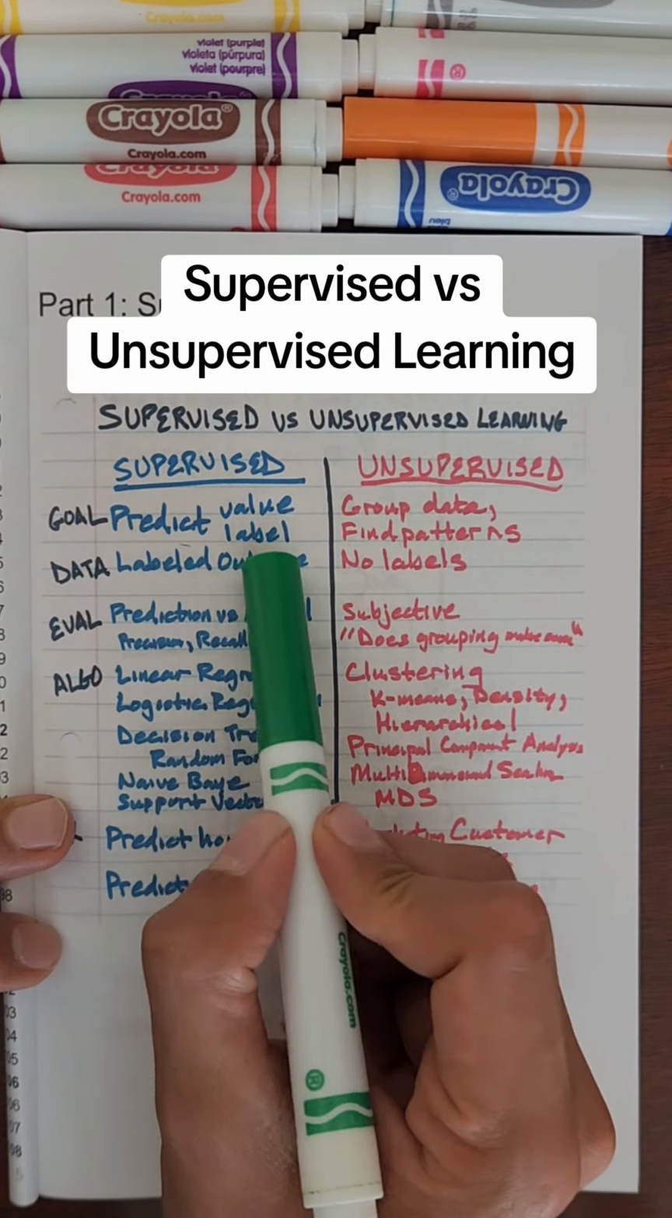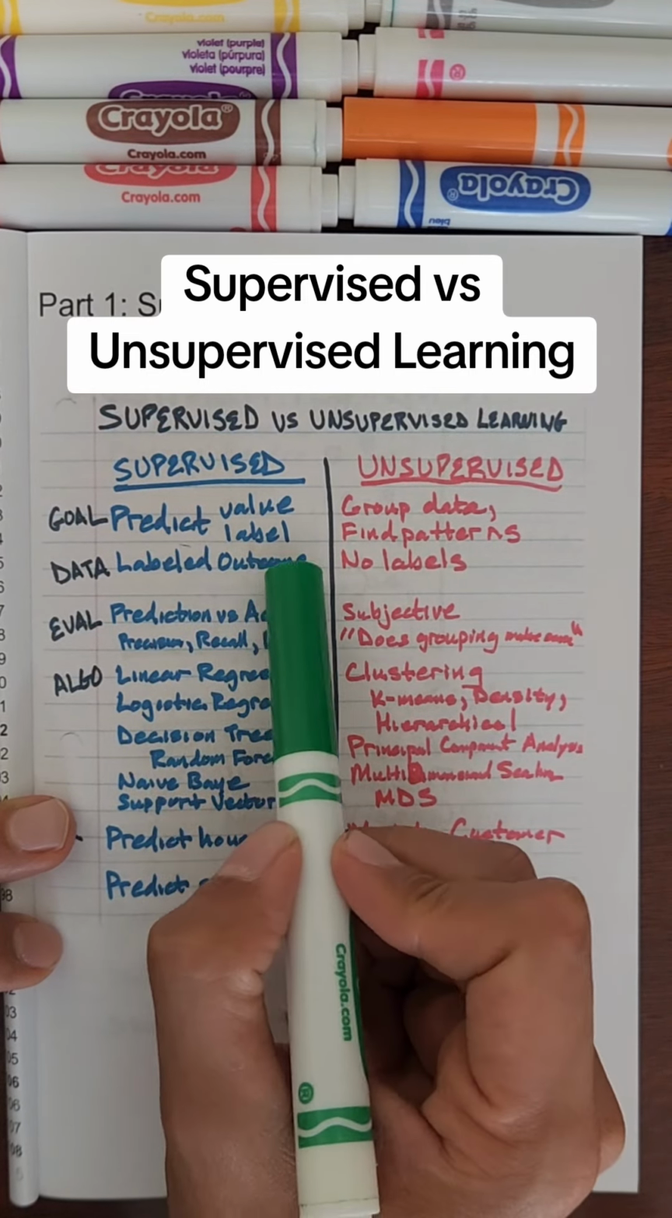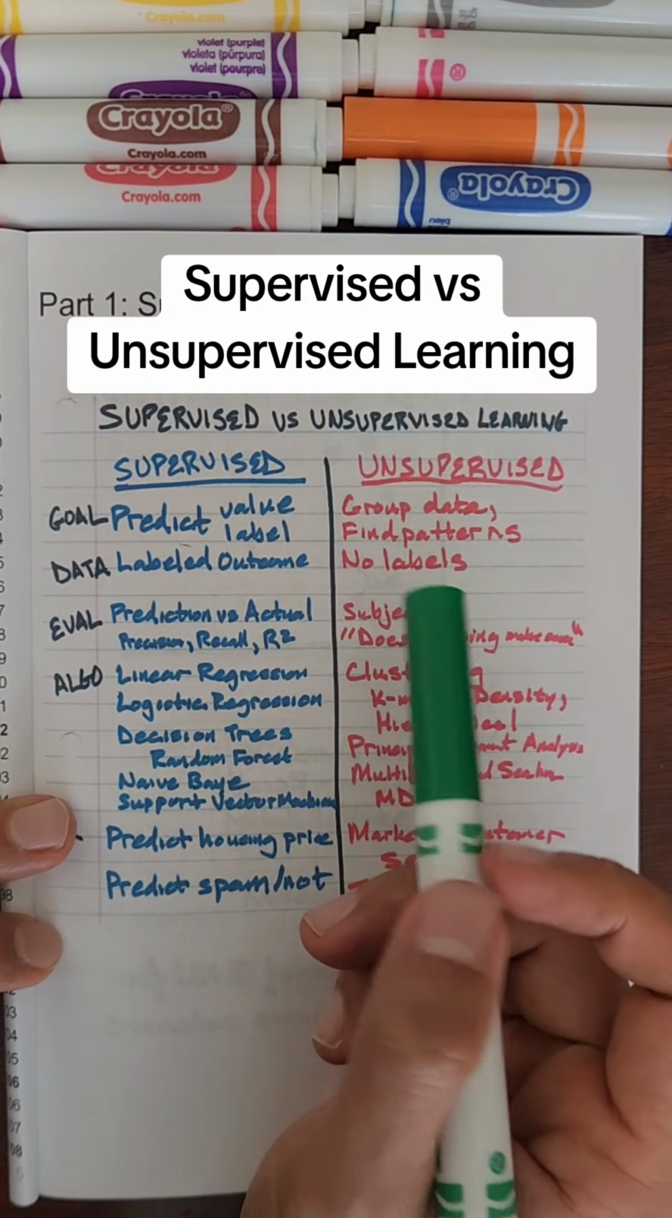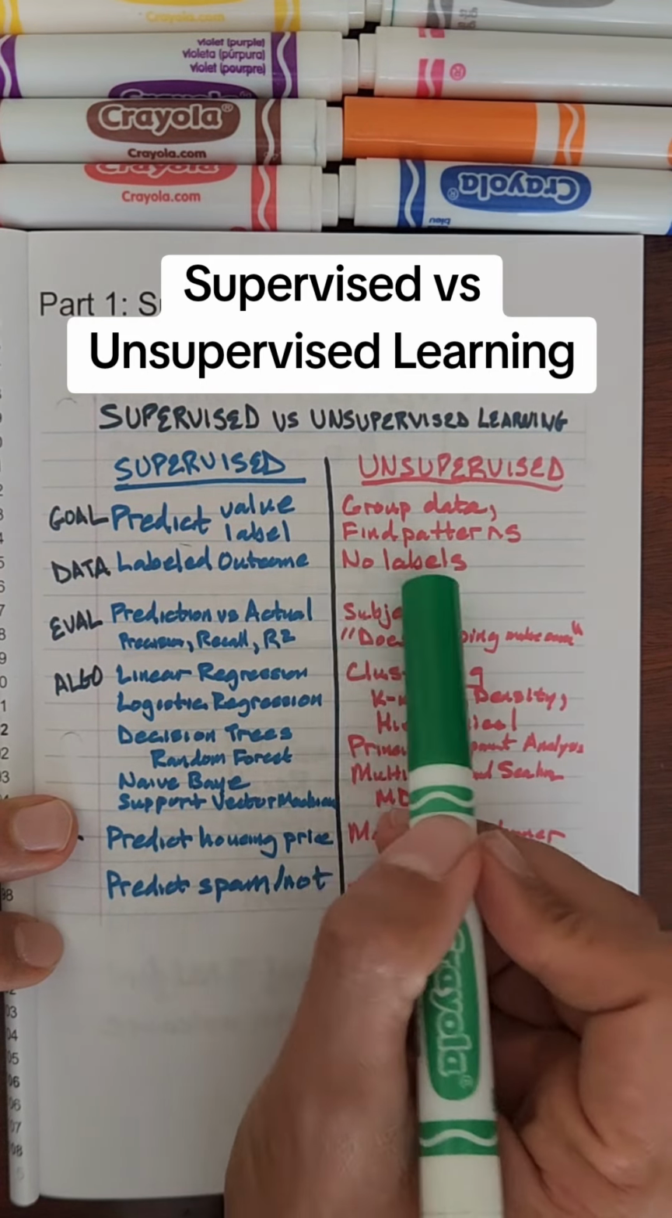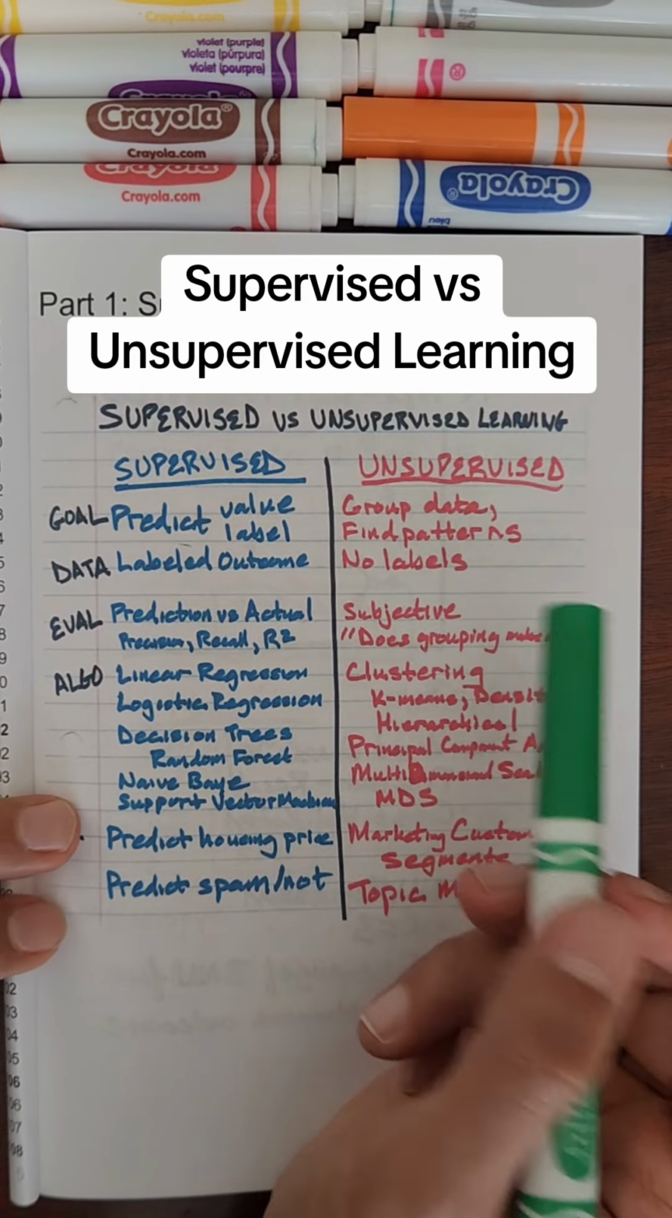And then in terms of your data, supervised learning, you have labeled data. You have an outcome which has a label, for example, got into a school, did not get into a school, versus unsupervised, there is no specific label that you're trying to predict.